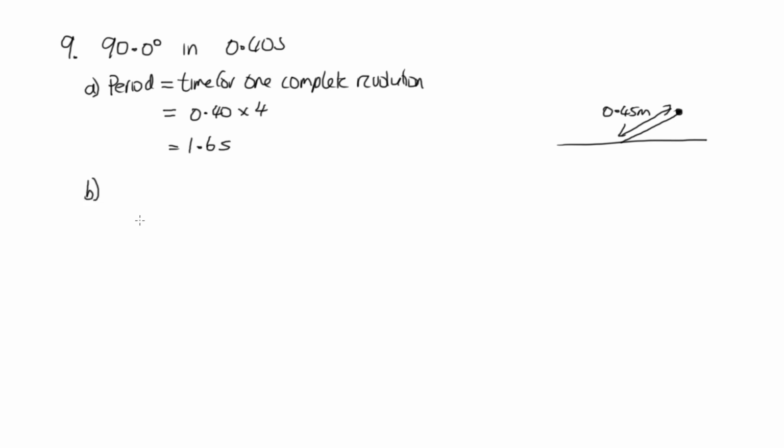Part B then asks us, what is the magnitude of the central acceleration of the tip of the blade? So we know that the acceleration, the magnitude, is given by v squared on r. So we're going to need to work out what v is. So we know that v is equal to 2 pi r over the period. So the total distance it travels divided by the time. So this is 2 pi times 0.45 and the period we found was 1.6.